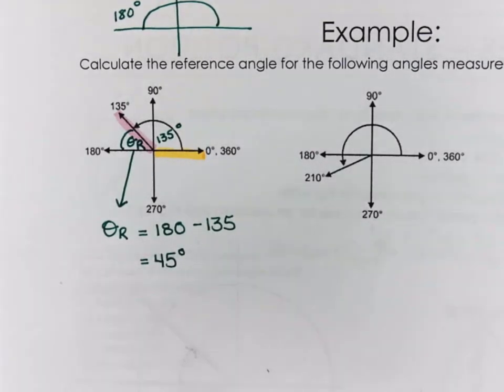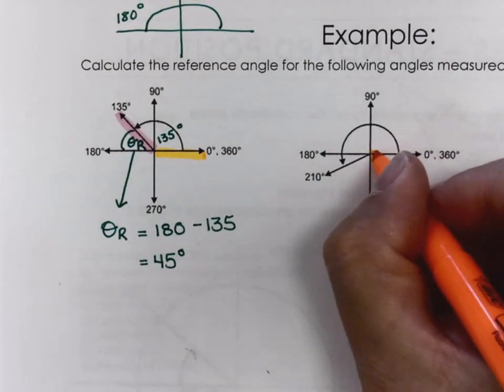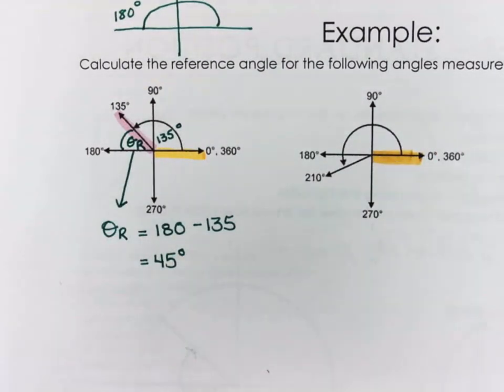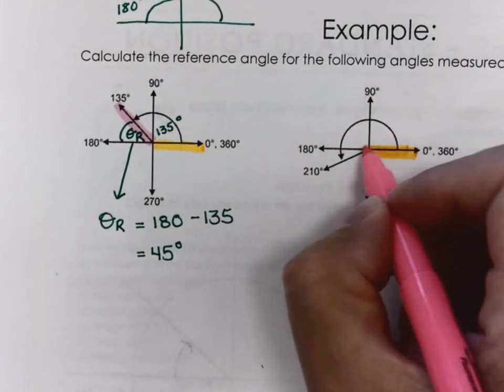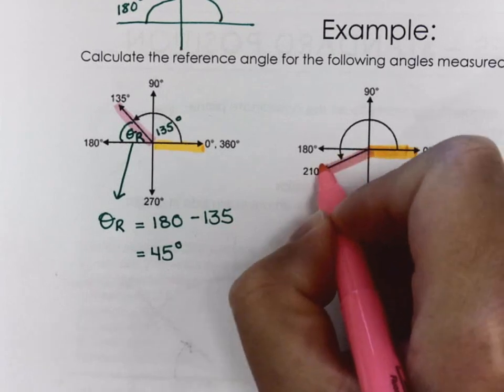Hopefully, if I've done my mental math right. And is that an acute angle? Yes, it is. Is it measured against an x-axis? Absolutely it is. Okay, so here we go again. Initial arm. Initial arm is here. Terminal arm is here.